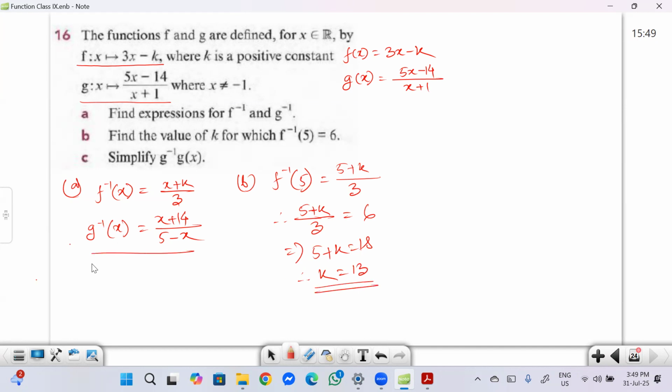Easy to understand? Yes. Now in part C, what they ask us to find is simplifying g inverse g of x. Actually, when we do such a thing, g inverse g of x or g g inverse x, in all cases they will end up becoming x. Only x will remain, but as they ask us to simplify, we need to go the difficult route. g inverse of g of x, where g of x is 5x minus 14 by x plus 1.